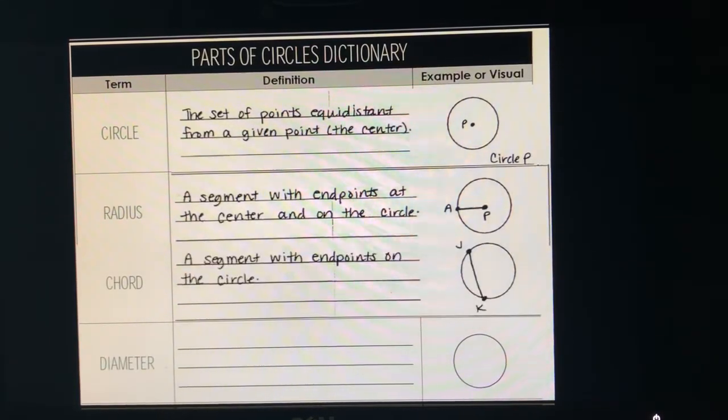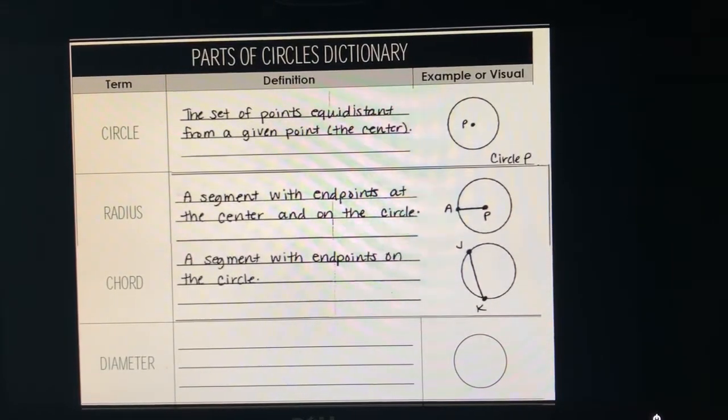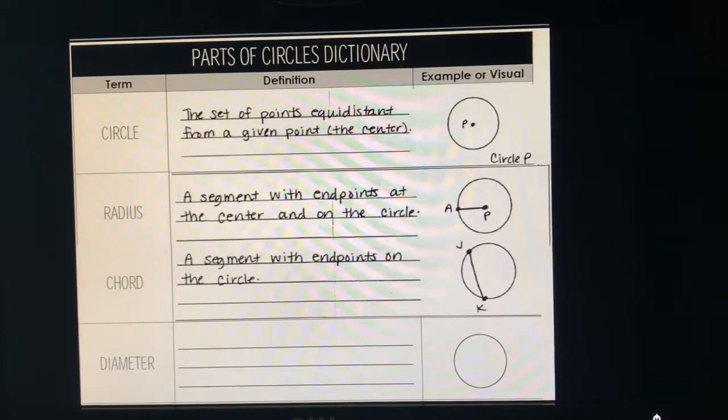All right, now a chord is a new term. By definition, it's a segment that connects any two points of the circle that you want. So a radius is a segment that connects the center to the circle, but a chord connects the outside edges of the circle together. Now, if we look at this chord, if we were to take point J and move to the right just a little bit, and take point K and move to the right just a little bit, and keep doing that, eventually the chord is going to go through the center of the circle.